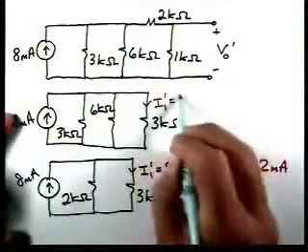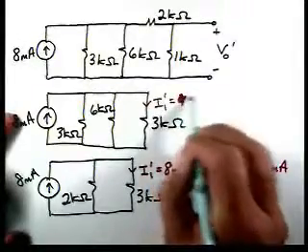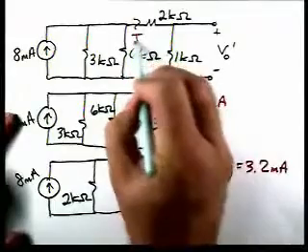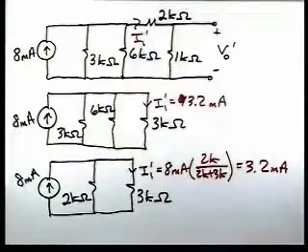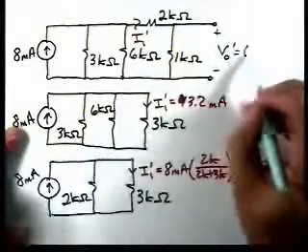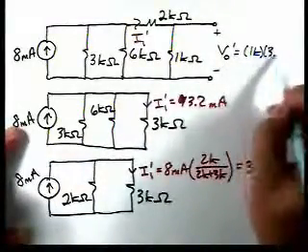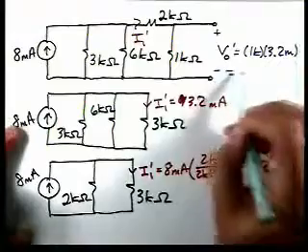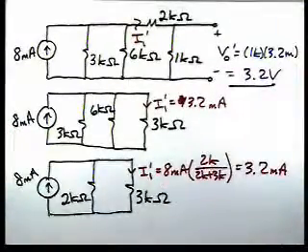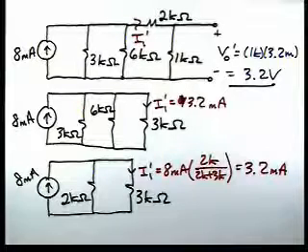Okay, back up in this circuit, this is I1 prime equal 3.2 milliamps. Also, back in our original circuit, this is I1 prime. So then V0 prime is 1K times 3.2 milliamps, equal to 3.2 volts. Now, our next step is to analyze a circuit with one of the other sources active.